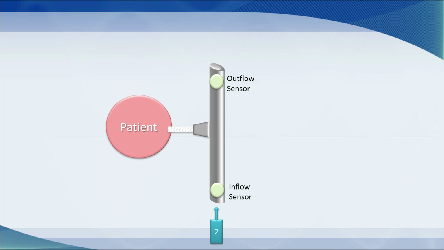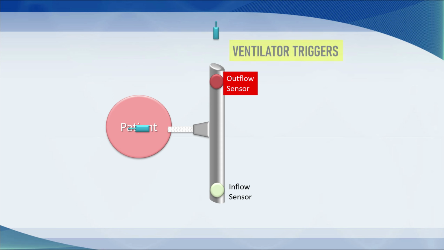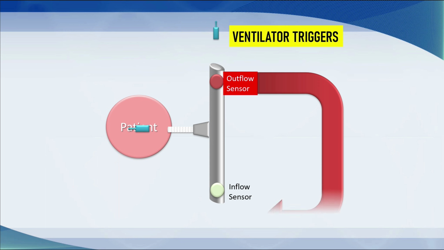In this example, the patient does draw a flow of gas from the circuit, and the return flow is lower than what went out. So the outflow sensor is activated. It tells the ventilator that there was a specific level of flow deflection. If it reaches the magnitude required to trigger a breath, the ventilator will trigger and the patient will get a breath.